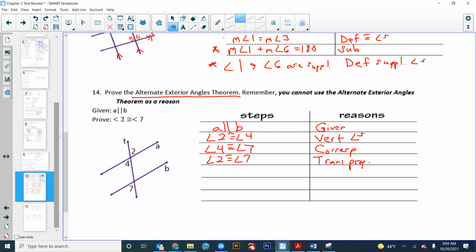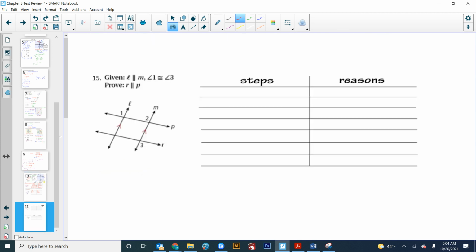All right. Next one. L parallel to M. I'm going to mark it on the picture. It's already marked. I like to mark it again. Angle 1 congruent to angle 3. Name angles 2 and 3. Corresponding. Are those corresponding angles congruent? Only if the lines are parallel. Are the lines forming them parallel? Yes.